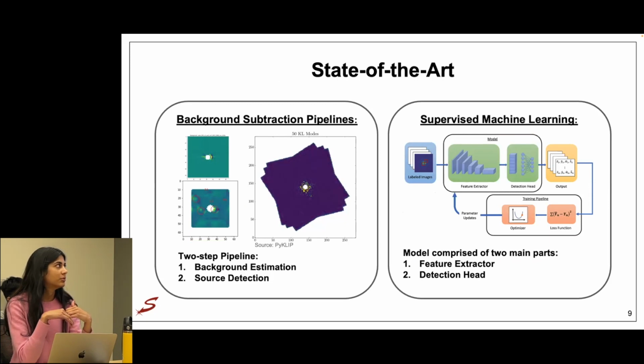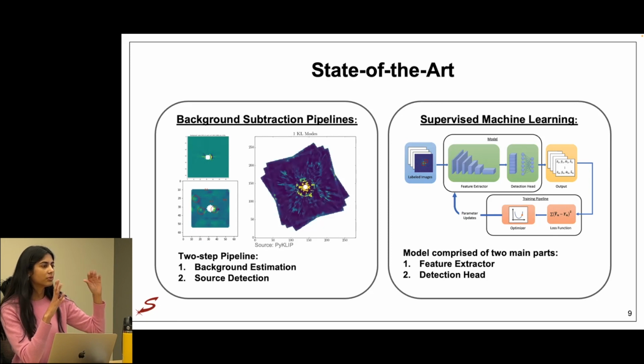So now we can move on to the state of the art. The state of the art can be categorized into two main categories. We have background subtraction pipelines, and we have supervised machine learning. Just a high-level overview of these two before we discuss specific algorithms.